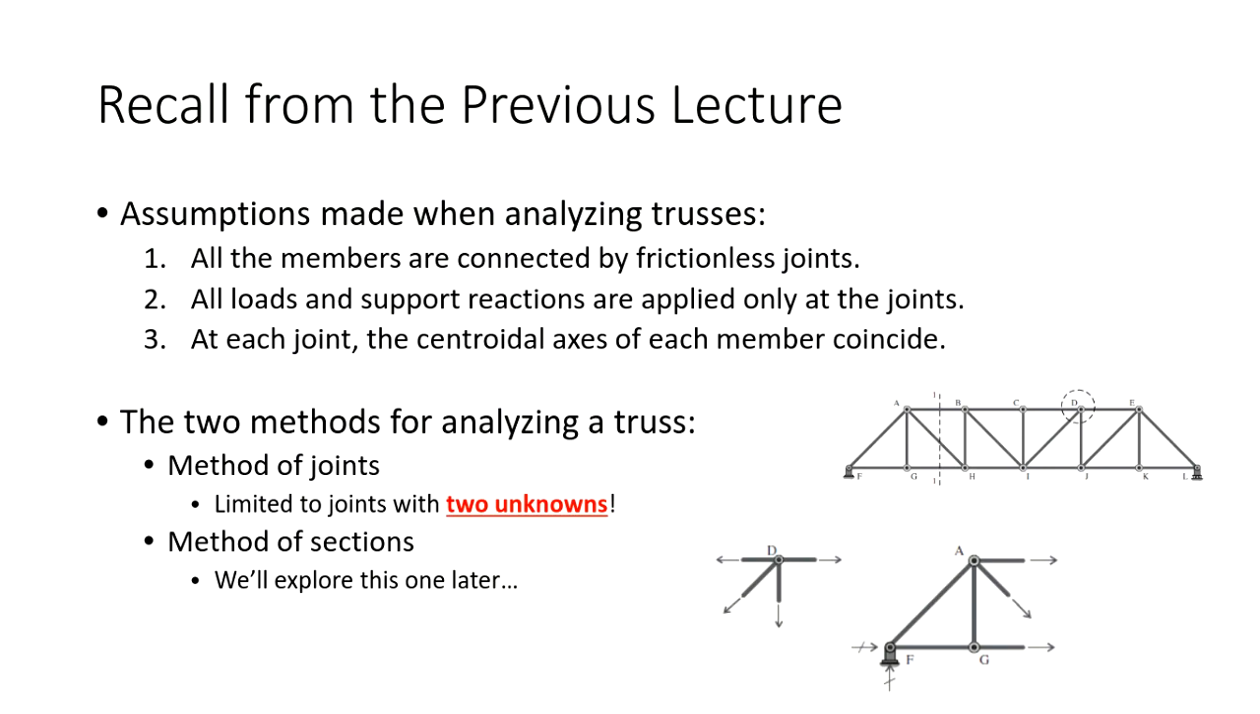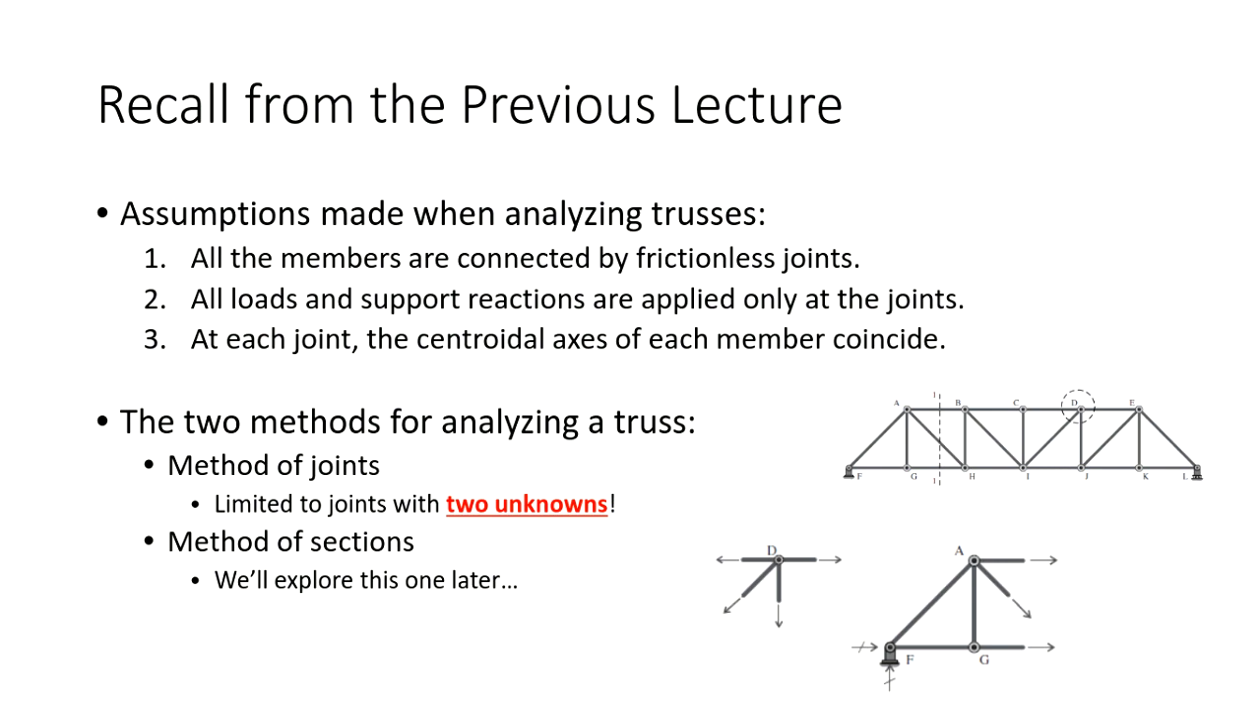Let's recall some of the assumptions that we made when we analyzed trusses. We assumed that all the members were connected by frictionless joints. We assumed that all of the loads and the support reactions are applied only at the joints. And at each of the joints, all of the centroidal axes of each of the members coincide. What that does is it results in members that only experience axial load. There's no shear, no bending. So when you cut a section through a member, it's only experiencing either tension or compression. That's it.